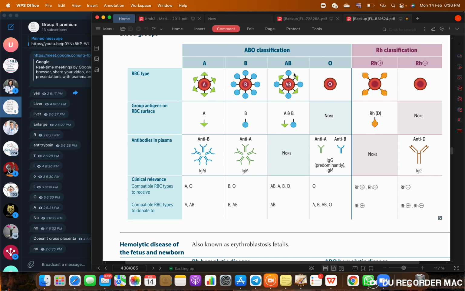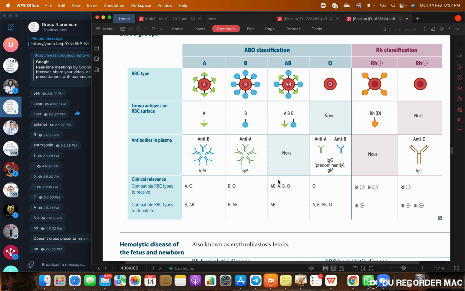Okay, so the next one is AB. You can see here AB, so it has both the antigen for A and B, and they are located at the surface of the RBCs. They have no antibodies, which is good because basically they can take blood from everybody. Why? Because no antibodies. But the only people they can donate RBCs to is AB.